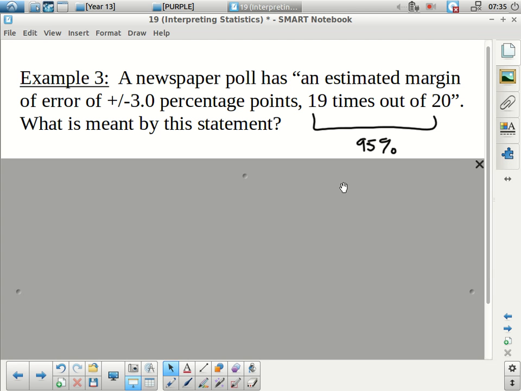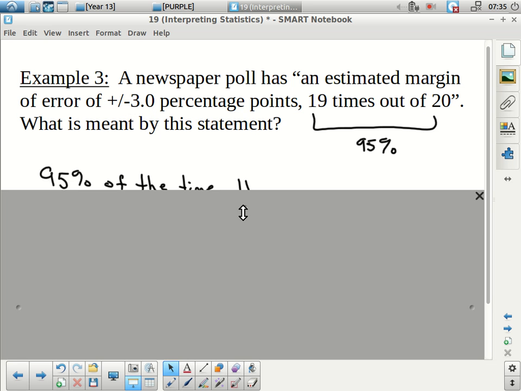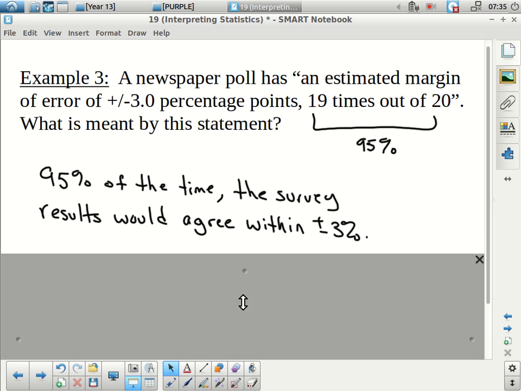First, the 19 times out of 20, that's 95%, which hopefully will be a bit familiar to you. That's the second marker on the normal distribution. So 95% is 2 standard deviations. So this number here, realistically, is our 2 deviations. So I guess this isn't the deviation; 1.5 would be the deviation. Okay, so what the statement is saying is that 95% of the time, the survey results would agree within plus or minus 3%.